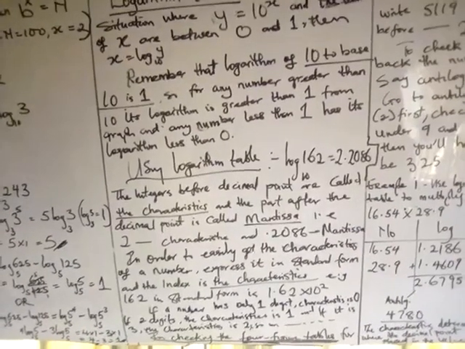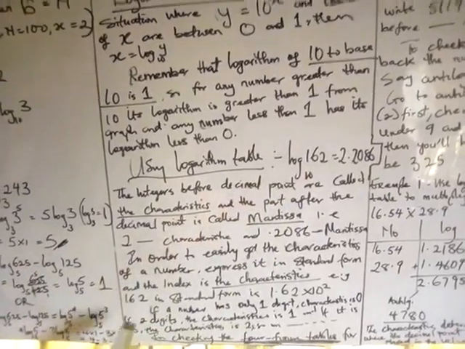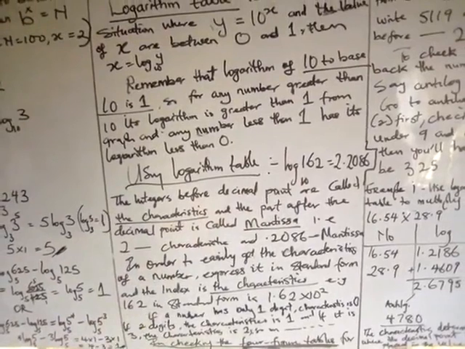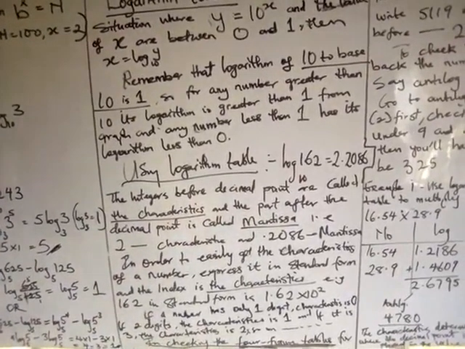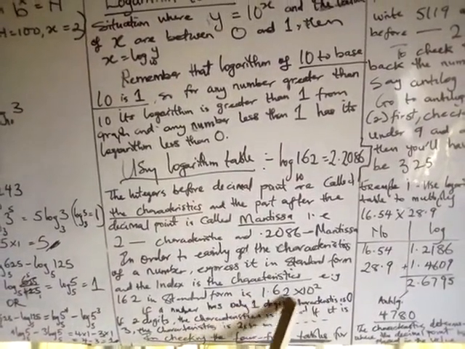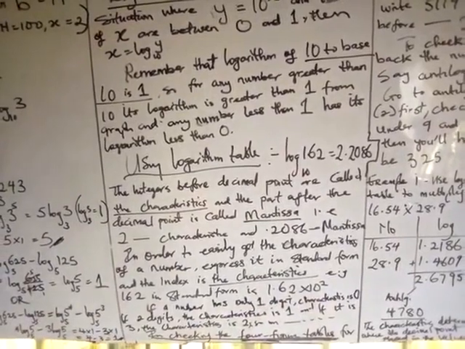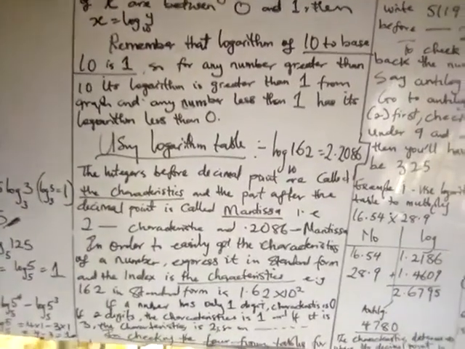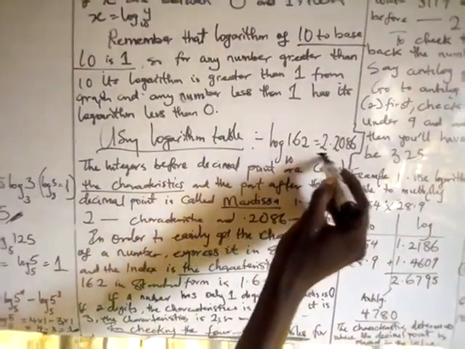So let's go now. Let's assume we are still dealing with log 162. If you put 162 in standard form, it will be 1.62 times 10 to the power 2. So the power of that standard form is 2. So 2 is simply the characteristic of that log. So the first thing you should do is, first of all, write down 2, which is the characteristic.